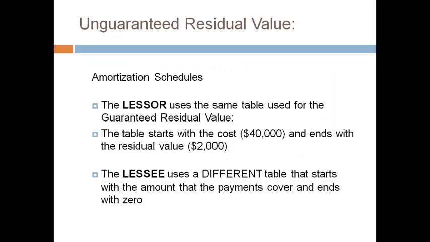The lessor uses the same table used for the guaranteed residual value. The table will start with the cost at the full cost of $40,000 and ends with the residual value of $2,000. The lessee uses a different table that starts with the amount that the payments cover and ends with 0.